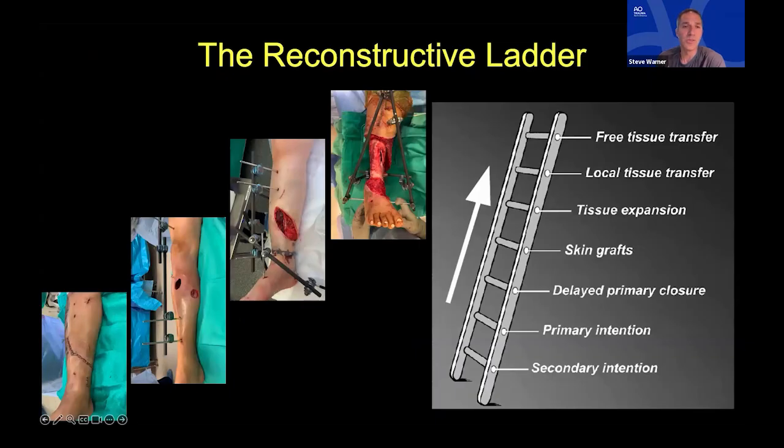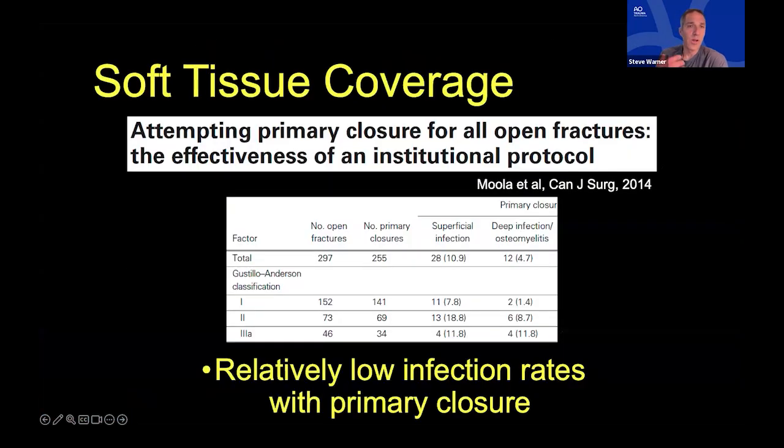With regards to soft tissue coverage, I think we're all fairly familiar with this reconstructive ladder that's often used for open injuries, going from primary closure to local flap to more free tissue transfer, depending on the nature of the wound. And so, one question we often have is, should we lean more towards soft tissue coverage with more advanced soft tissue techniques, or should we try to primarily close open fractures if we can?